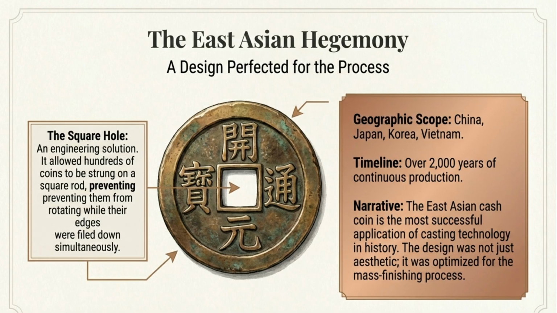The East Asian cash coin represents the most successful application of casting technology, with over 2,000 years of continuous production across China, Japan, Korea, and Vietnam. The square hole in the center was an engineering solution that facilitated simultaneous mass filing.